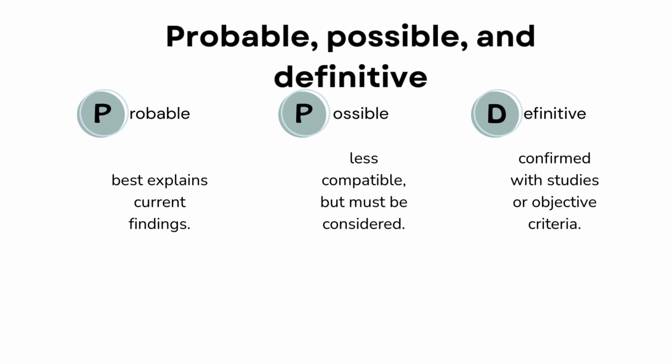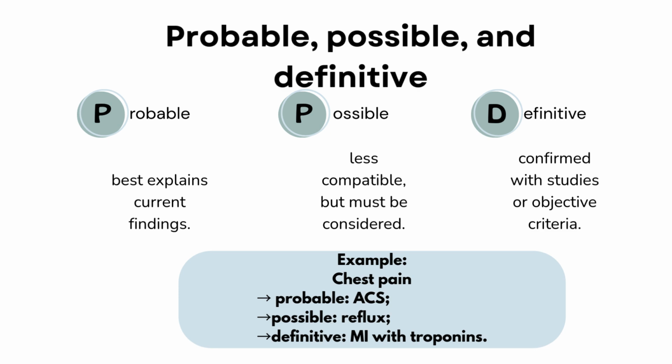Another way to classify diagnostic hypotheses is by degree of certainty. Probable, when it best explains the current findings. Possible, when it is less compatible but should not be excluded. And definitive, when confirmed with studies or objective criteria. Example: chest pain. Acute coronary syndrome is probable, reflux is possible, and a myocardial infarction confirmed with troponins is a definitive diagnosis.